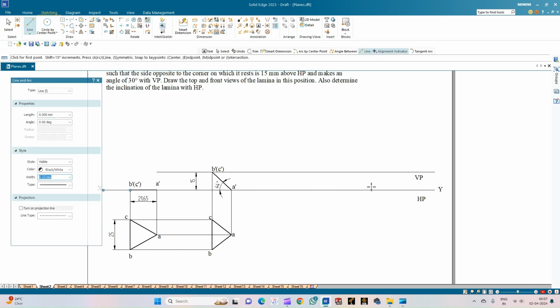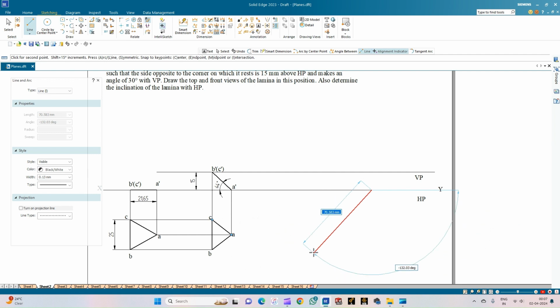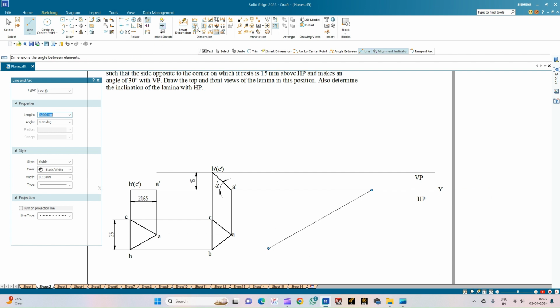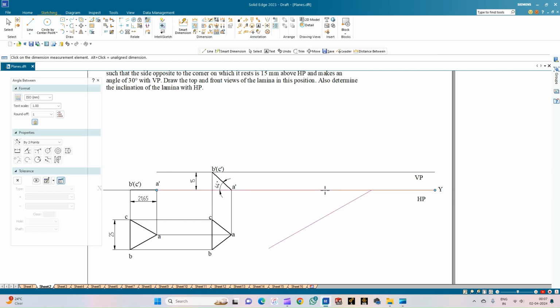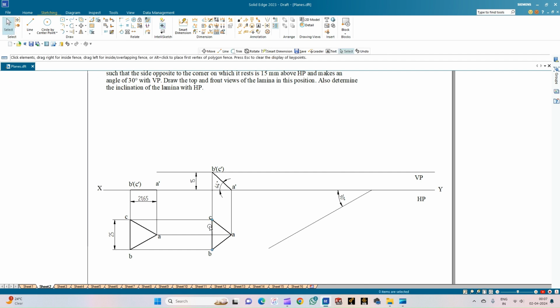So we will consider the line option again. Draw a projection line of thickness 0.13 from any arbitrary point on the XY line, but the angle shall be 30 degrees. So minus 150. So when we measure the inclination of this line with respect to the horizontal plane, it is 30 degrees with respect to the VP. So on this line, we have to place this triangle.